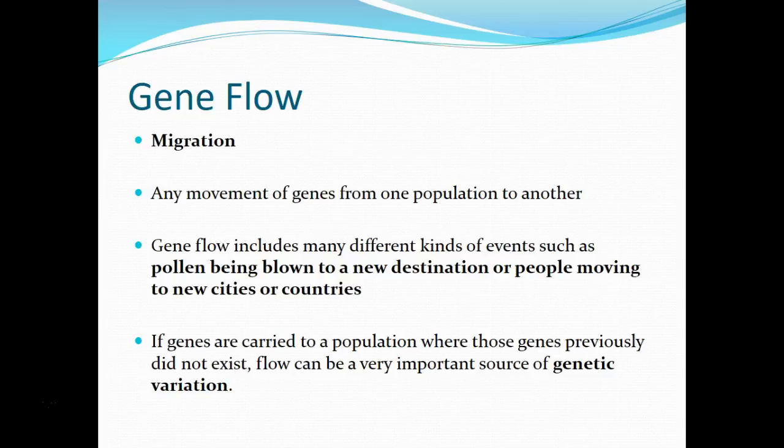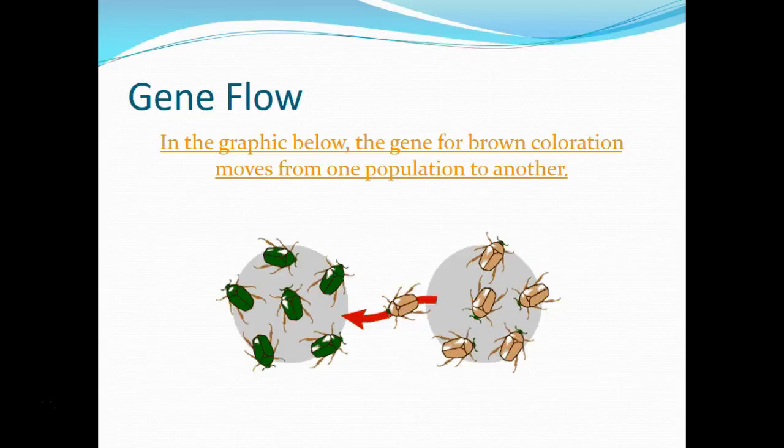Organisms themselves, like birds, can be blown, especially if there's a hurricane. They can be blown perhaps to different islands and introduce new genes into a different population. People moving from one place to another, a new city or a new country, would certainly be another example of gene flow. So here we see a diagram that's demonstrating that.